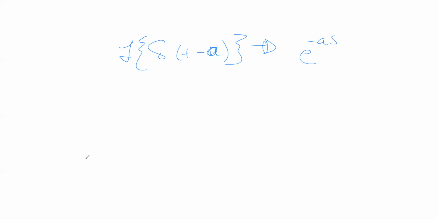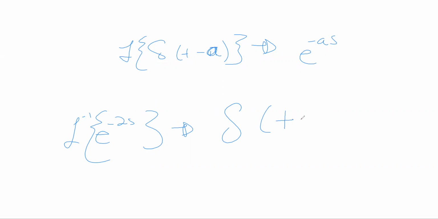Super straightforward. So if I was looking at e to the negative 2s, and I was doing the inverse Laplace of this, it would become just the delta t minus 2. And that's something to keep in mind as well. If I technically have like a constant here, so this is 2, well, that becomes 2 delta t minus 2.